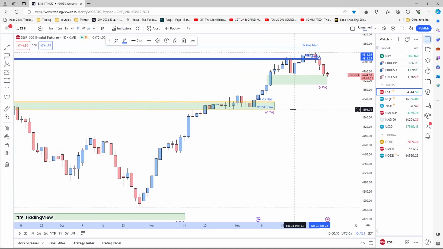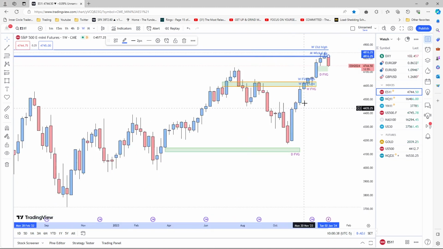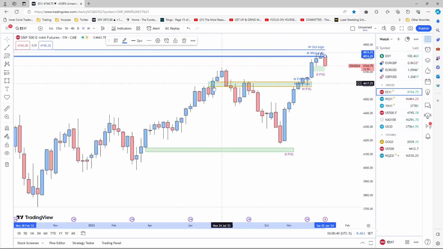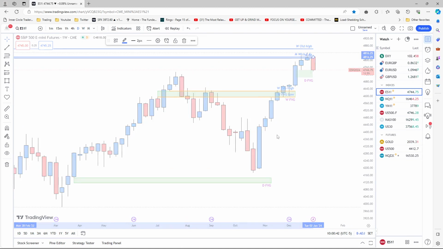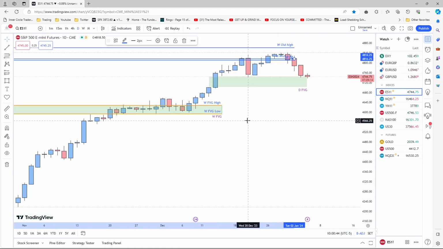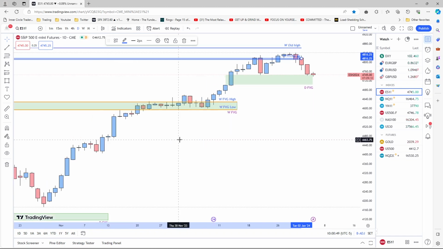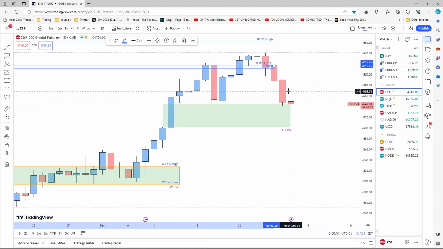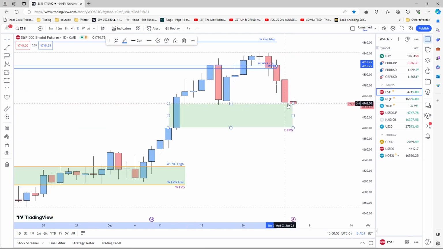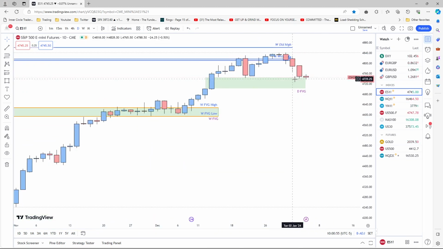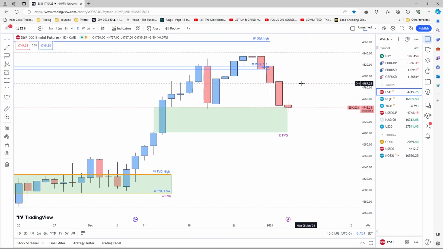So these are your levels. Just for the sake of clarity, there's that fair value gap level over there, and a whole bunch of lows resting down below that fair value gap. So again, this fair value gap is the line in the sand, and how we close, how we trade around it, will determine what we will do next.